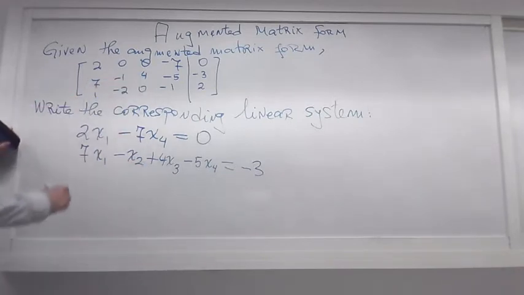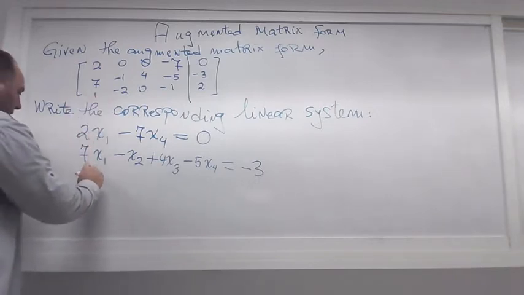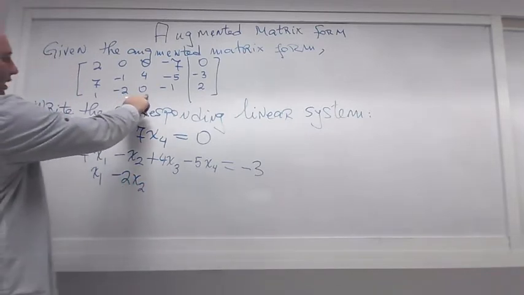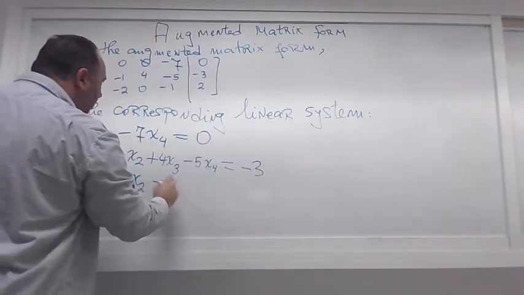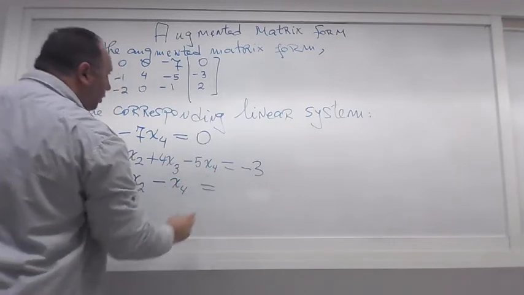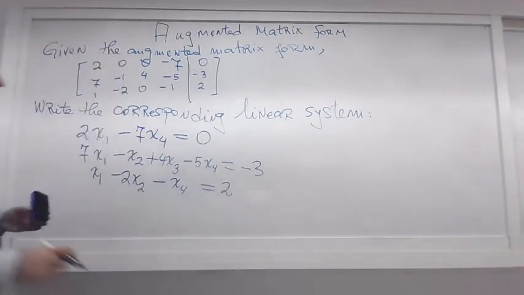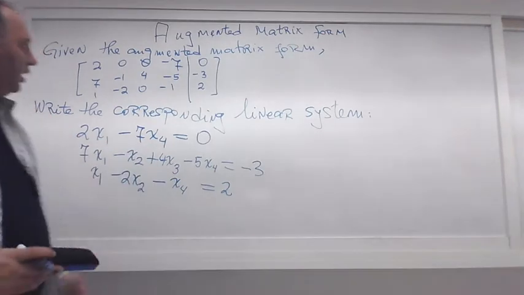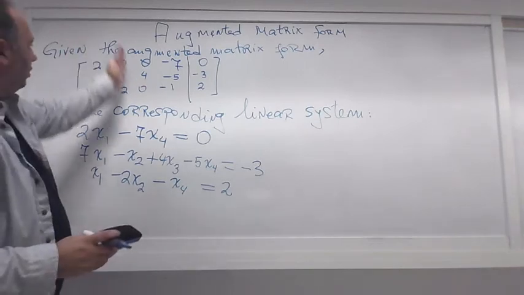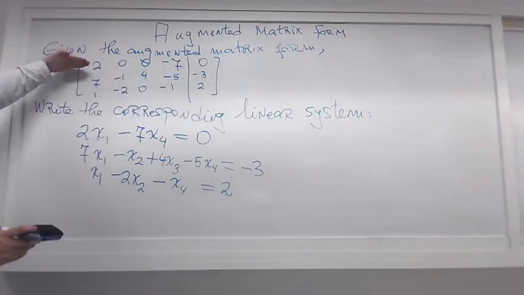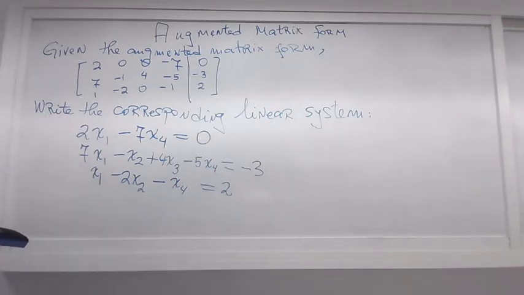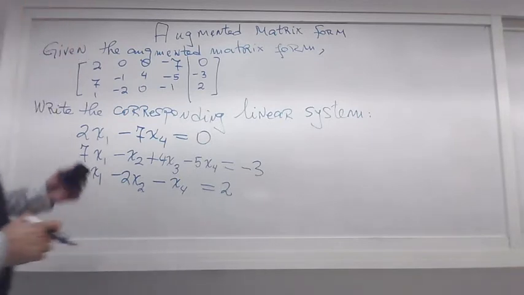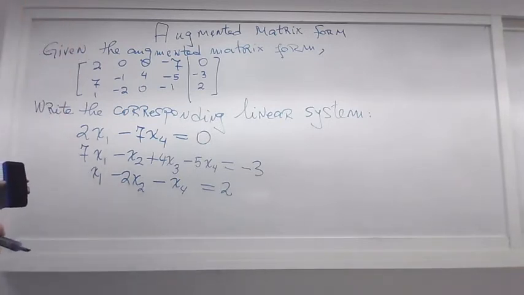Now the last equation, first coefficient is 1, so 1 times x1, minus 2 times x2, plus 0 times x3, I'm not going to write that, minus x4 equal to 2. Ta-da! So this is my system with 3 equations and 4 unknowns. Each column corresponds to one unknown, and each row is for one of the equations. So that's the idea, how we go from one to another. Okay?